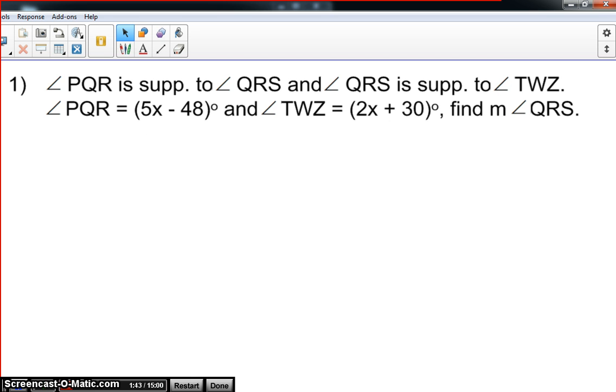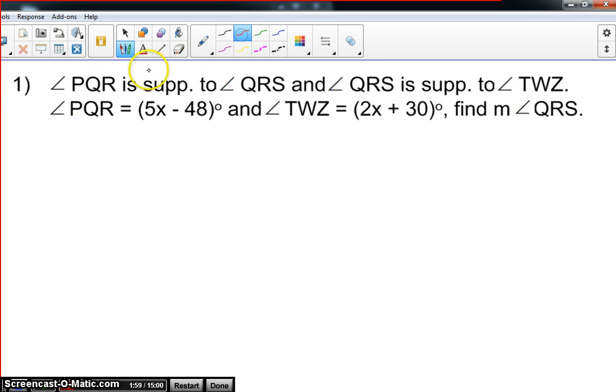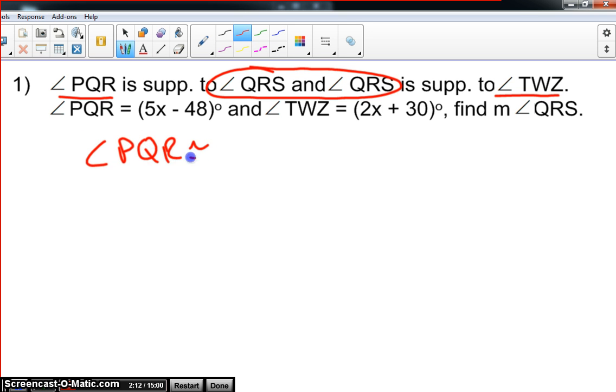And we can apply this to algebra problems as well. In this particular problem, we have PQR is supplementary to QRS, and we have TWZ is also supplementary to QRS. So because those two angles are supplementary to the exact same angle, we can say that angle PQR is congruent to angle TWZ. We can then use that with our algebra here and set up an equation.